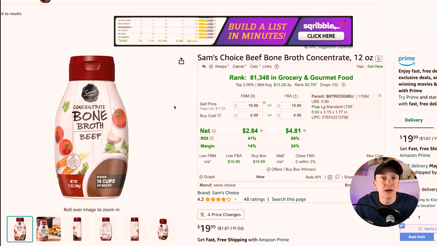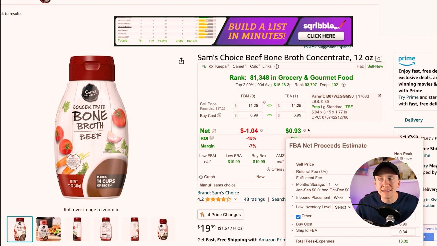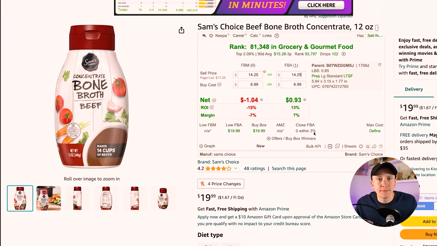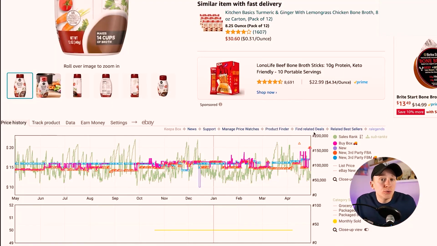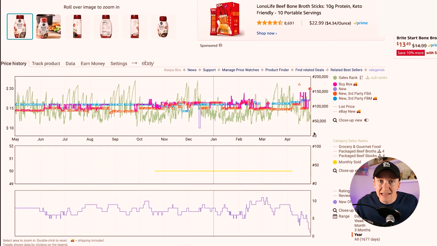Because that's a really good opportunity to make sure that you're getting your money out of this product. So if it was $14.25 and it cost me $6.99, I'm making $1, I'm pretty much going to break even after prep expenses and sending it in. That at least tells me, hey, I'm not going to lose money in this instance. So I have a good opportunity to buy this, send it in, and sell it profitably. So that's just as an example, by the way.